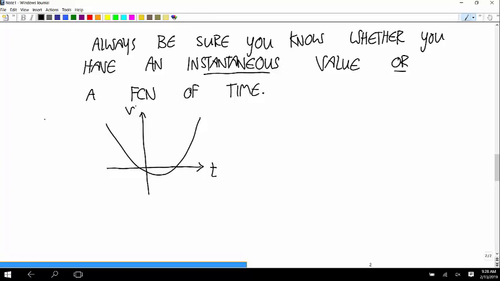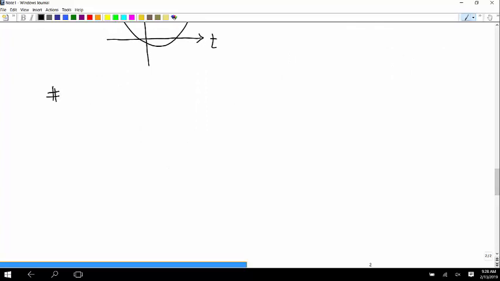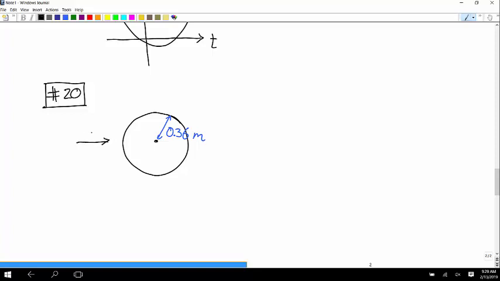Okay. And then number 20. A bike with a wheel diameter of 0.72 meters. So I'm just going to draw the wheel. We know that the radius is half of that, so 0.36 meters. And it's moving with a constant speed of 8 meters per second, and it stops over a distance of 10 meters.